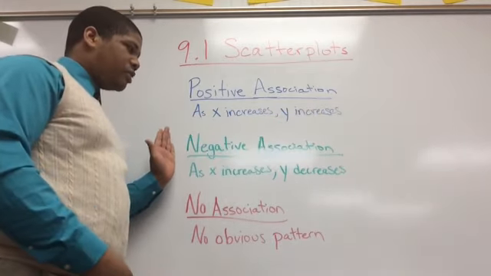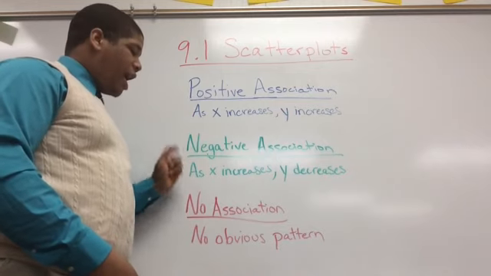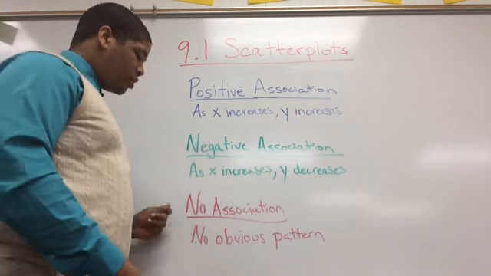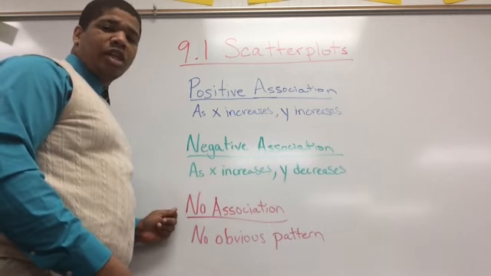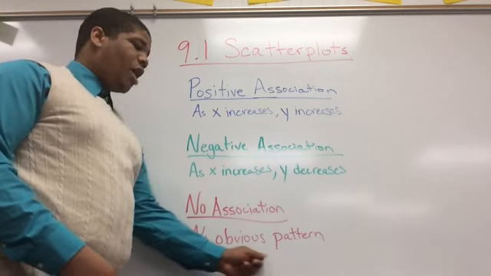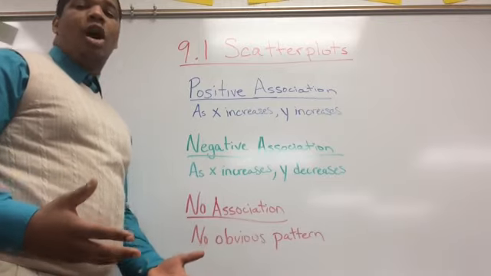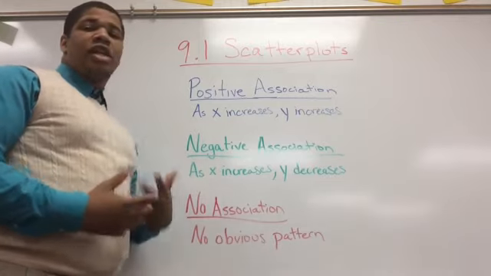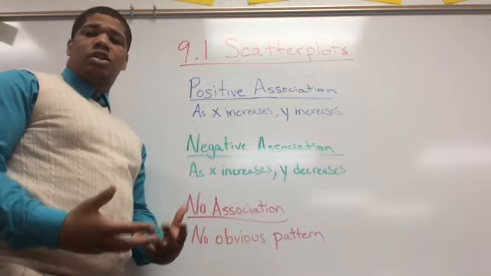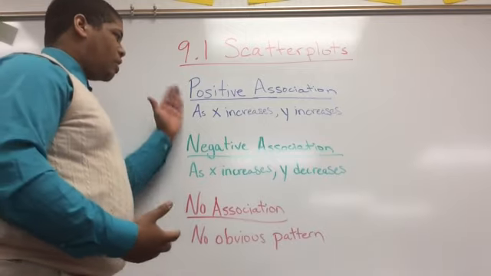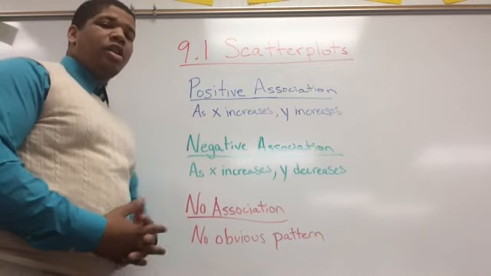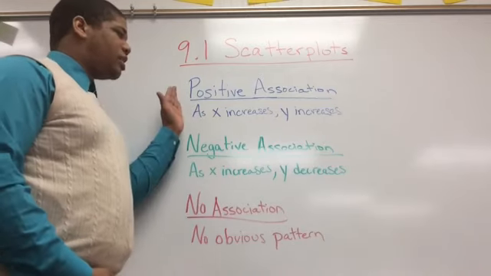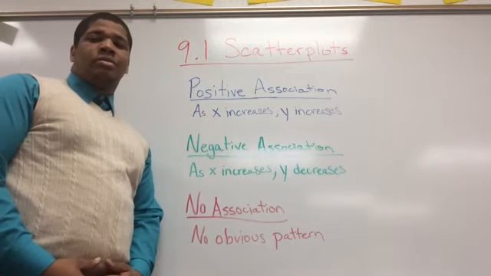We will see scatterplots with a negative association. As x increases, y decreases. And we will see scatterplots with no association. So there's no obvious pattern between x and y. And I know it's just the definitions here and it doesn't really make sense, but I'm going to show you graphs in a second that will have each one of these in them and you'll get examples. So go ahead and write these in your composition notebook.